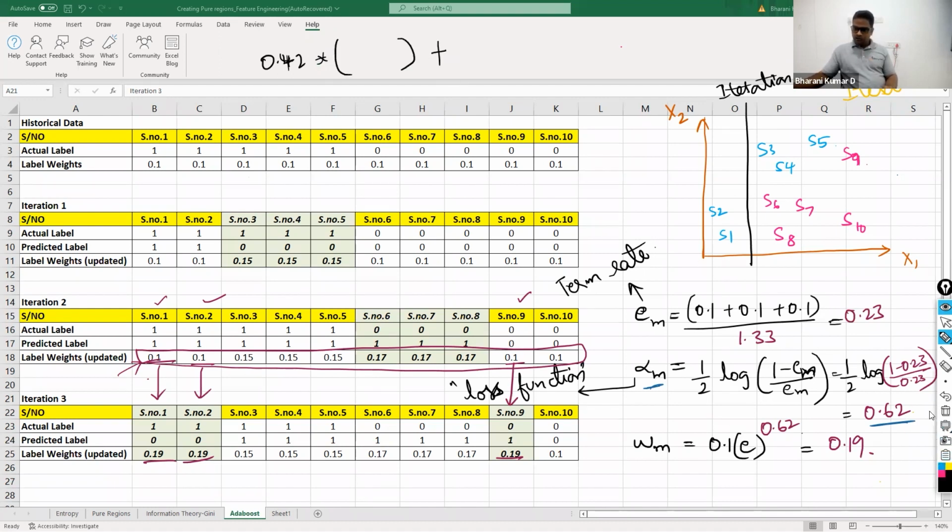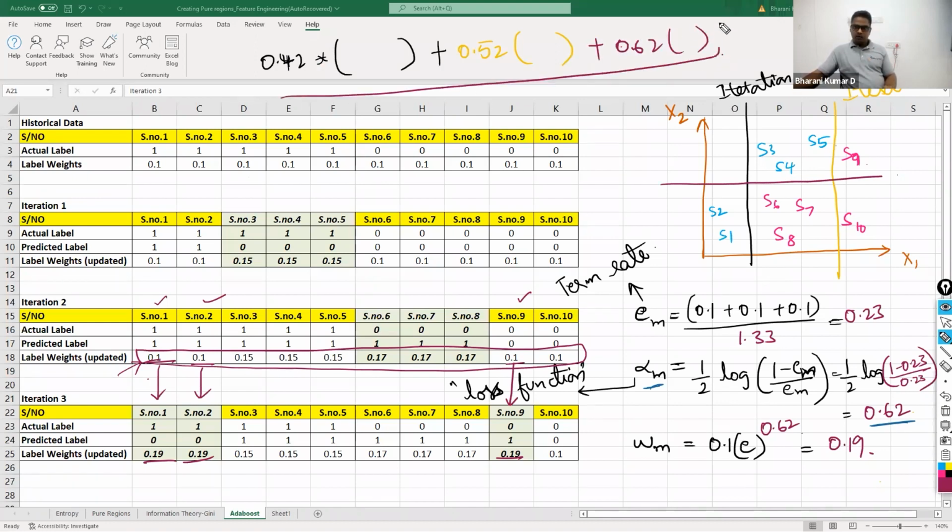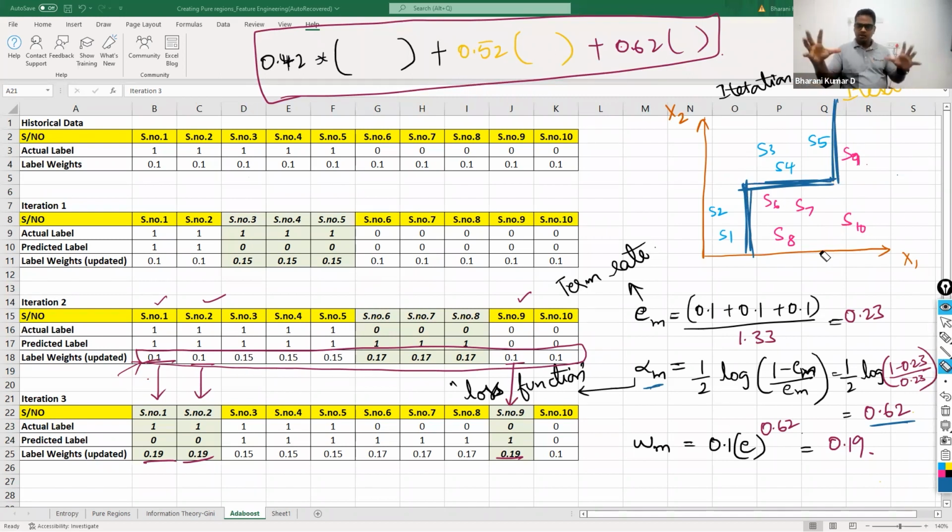Plus, when the second iteration was run, this was a classifier, and the weightage given for that, or the loss function, was 0.52 into this iteration 2. And when the third one was built, this is how the classifier was. And the weightage is 0.62. So 0.62 into this. When you combine these, you get a classifier like this. Simple. I'm just combining the results of all these three classifiers so that you get a final classifier.